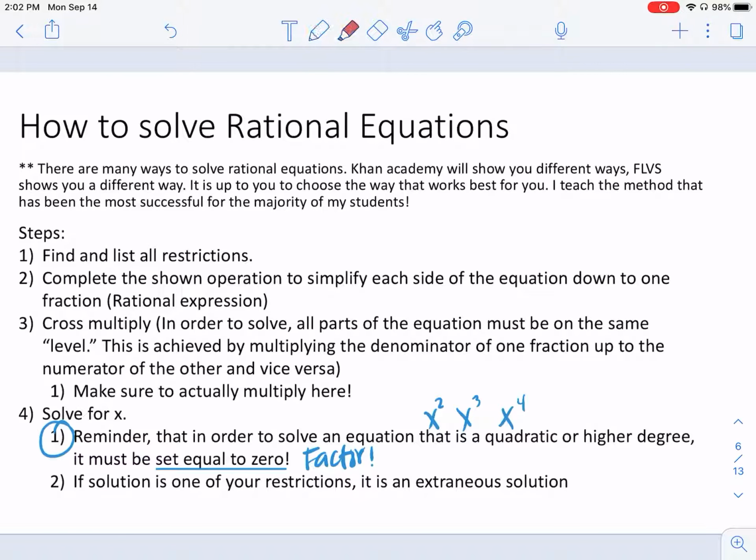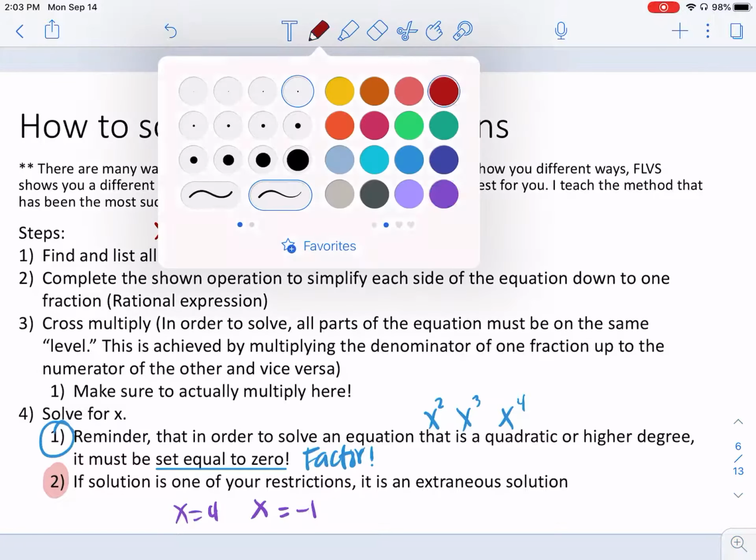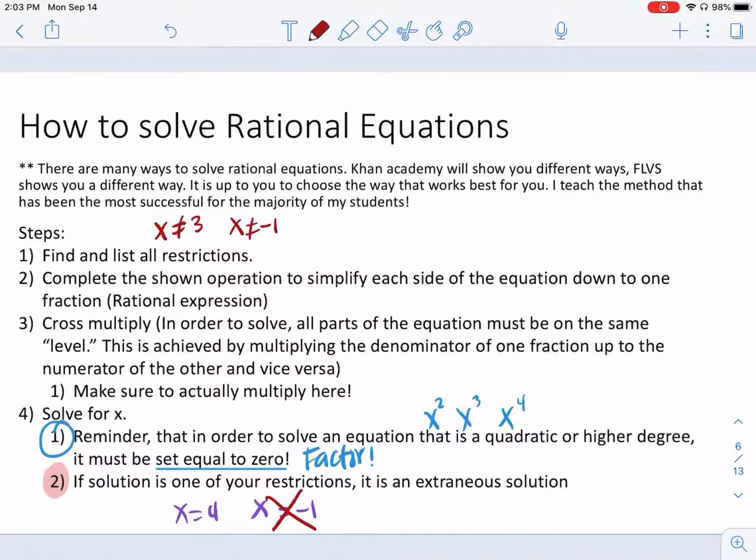And then last but most definitely not least is this bullet point down here, which is if one of your solutions is a restriction. So the very first thing you did was find your restrictions. If one of your solutions is that restriction, it's known as an extraneous solution. So say that at the very beginning you found out that x couldn't equal 3 and x cannot equal -1. Then, when you found your answers at the very end, you had x equals 4 and x equals -1. If this is the case, you would say, hey, I know that x cannot equal -1. It says x equals -1, but that is one of the very few answers that I'm not allowed to have. So you'd cancel that one off and say, nope, that's not possible.